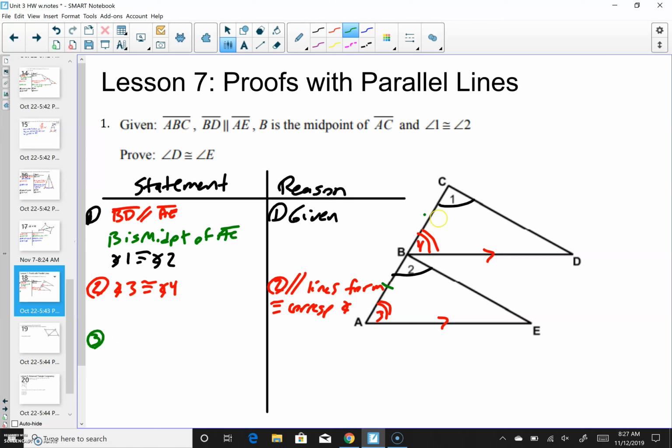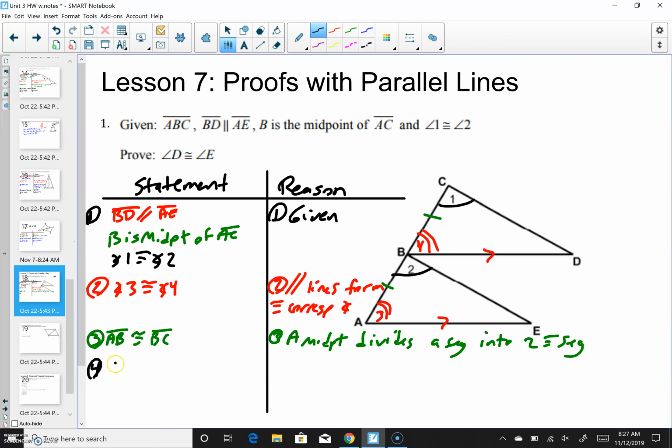The fact that B is the midpoint tells us that we have AB is congruent to BC. A midpoint divides a segment into two congruent segments. Now if I look at what I have in my pictures, I have angle, side, angle, and angle, side, angle. So therefore my triangles are going to be congruent.